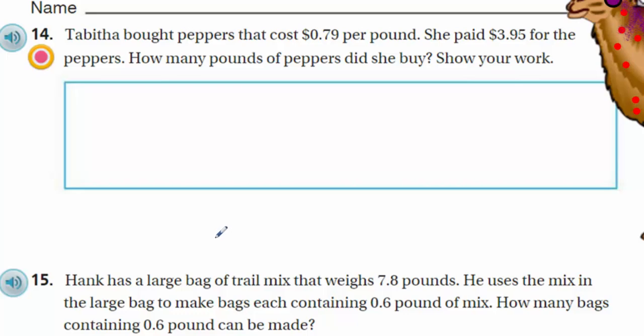If Tabitha bought peppers at a certain cost per pound, and we have the amount of money that she spent in total, as I said, she paid $3.95 for those peppers, and we have a certain rate that those peppers were sold at, 79 cents per pound. I'm hoping that you're starting to see what the problem is asking us to do is to divide, to take our dividend of $3.95 and divide that by the divisor, that rate of how much she had to pay per pound for those peppers, which was 79 cents.